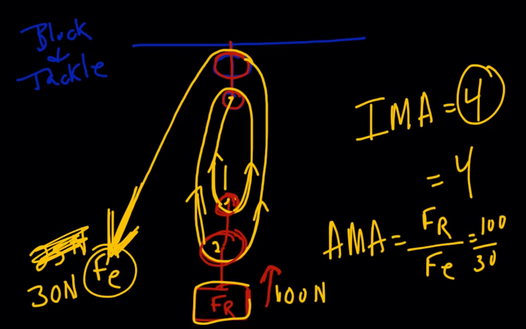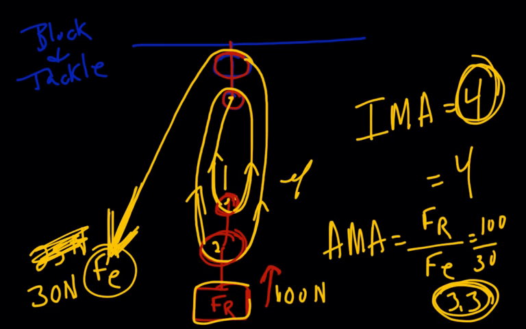It would be 100 divided by 30, which is like 3.3, right? 3 1/3. So my actual mechanical advantage might be 3 1/3, even though my number of supporting ropes, or my ideal mechanical advantage, is 4. So that's still a good mechanical advantage. It's just I'm not totally getting everything out of this machine that I possibly could.